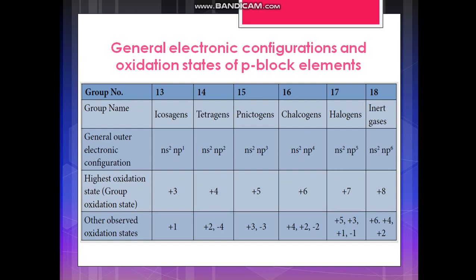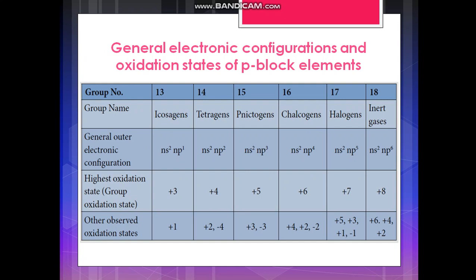And 15th group elements are called the nitrogen family, and they are called pnictogens, the P is silent. The general electronic configuration is ns2 np3, and the highest oxidation state is +5. Other observed oxidation states are +3 and -3. And 16th group elements are the oxygen family elements, commonly called chalcogens. The general electronic configuration is ns2 np4. The highest oxidation state is +6, and other observed oxidation states are +4, +2 and -2.